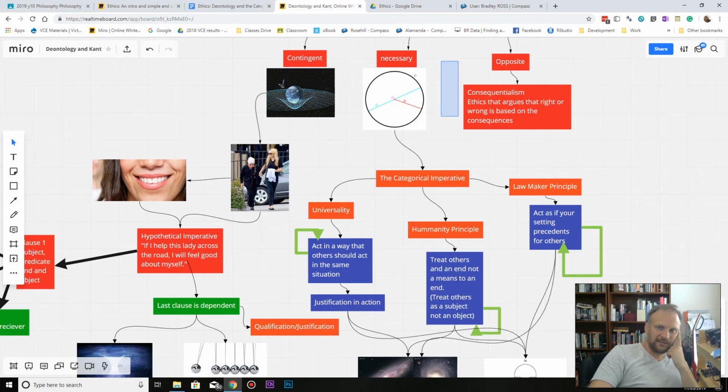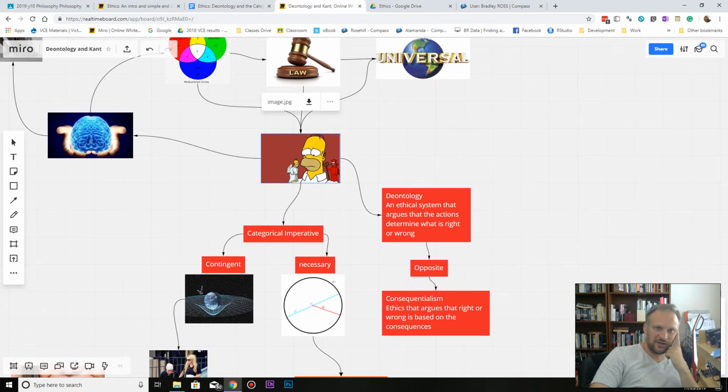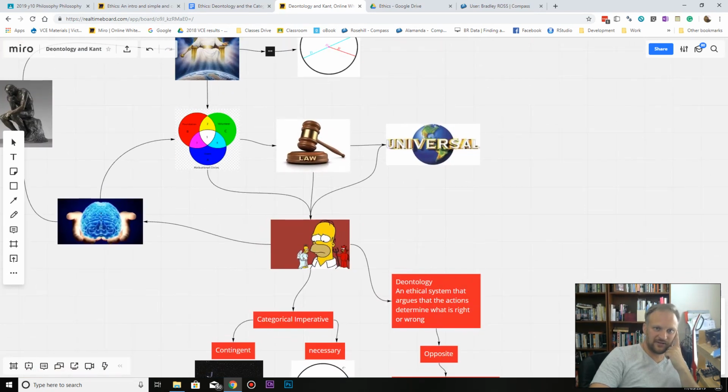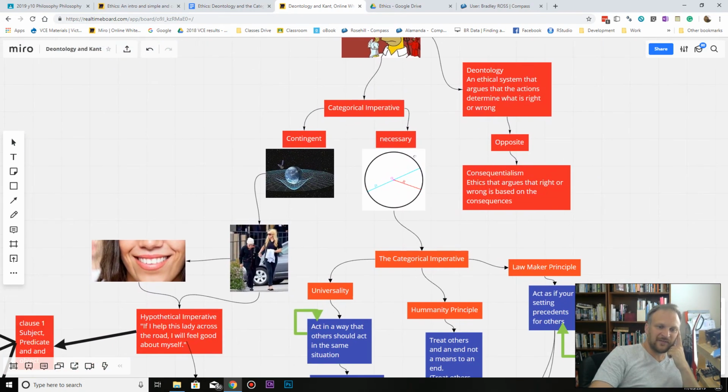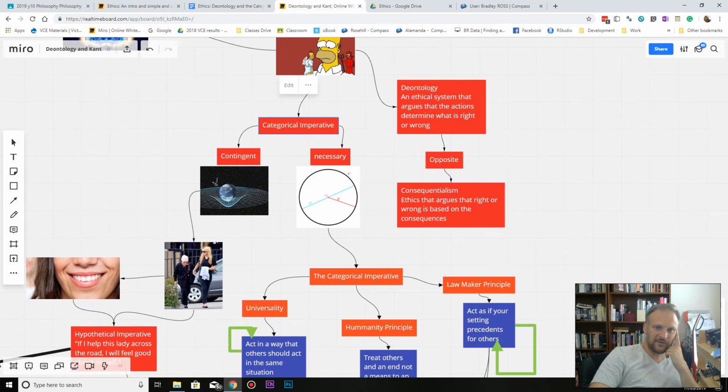Now, remember, I said before that Kant thought that moral logic was like necessary logic. It had this kind of absolute degree of necessity to it. So he said there must be a different kind of statement, and we're going to call that the categorical imperative.